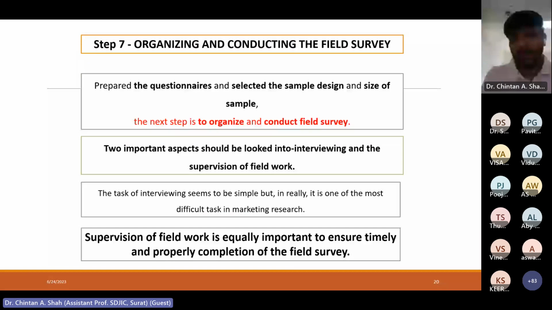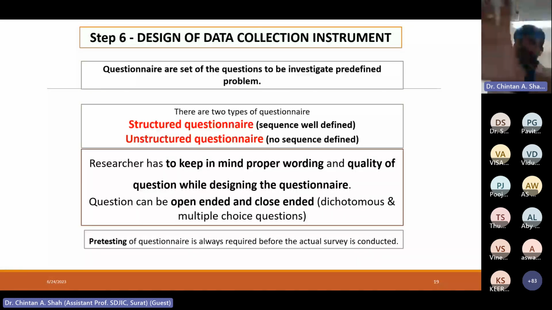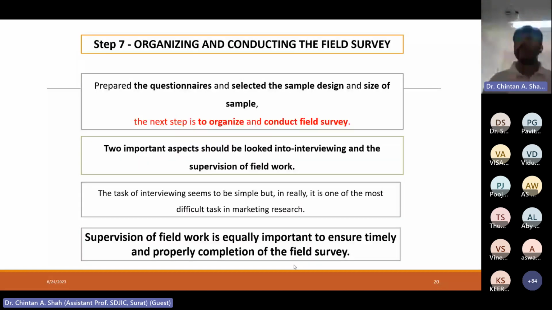Another point is organizing and conducting. And now it is very important. Now you have to organize. Once it is finalized, the next point is that you have to organize and conduct the field study. First, you have to use proper wording and quality of questions. Second is organizing and conducting.